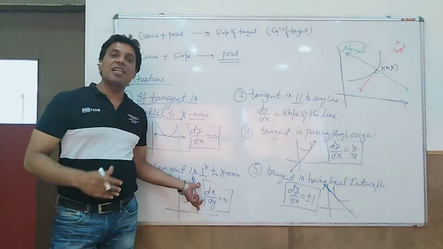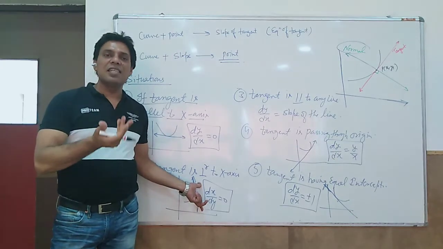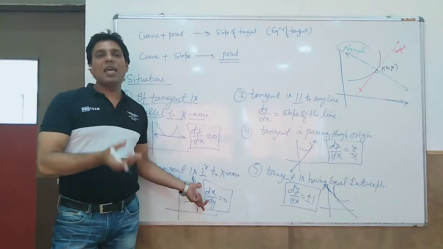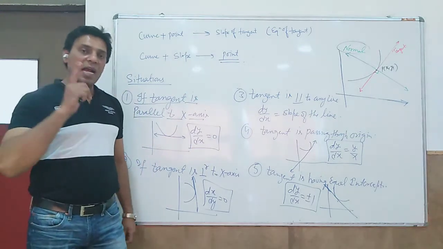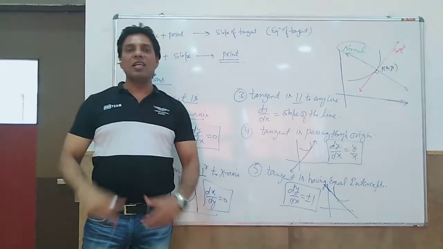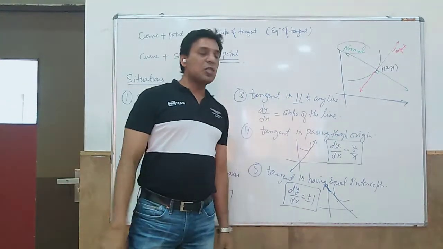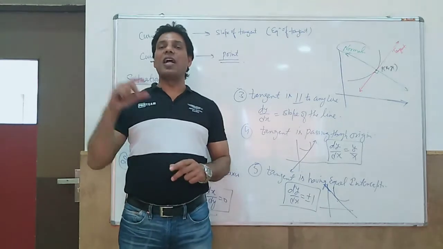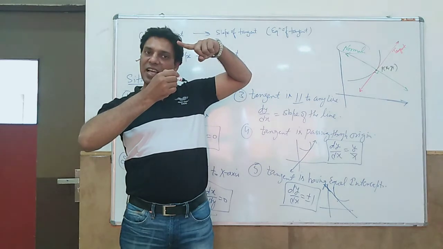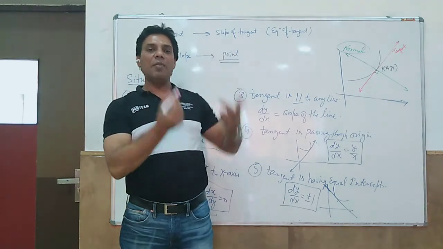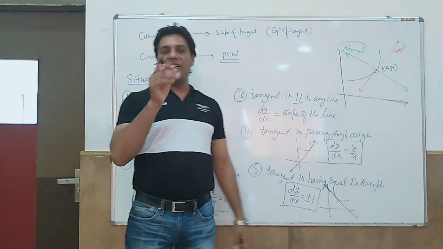Now the question arises, how can we get dx upon dy? Whenever you have dy upon dx, just reciprocate it, by invertendo. So you just reverse it, you will have dx upon dy, put that dx upon dy equal to 0, and then you will get the point in such a situation. If the tangent is parallel to a given line, the slope of the tangent, that is dy upon dx, will be equal to the slope of the given line.